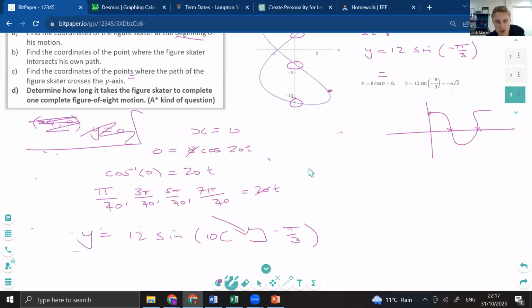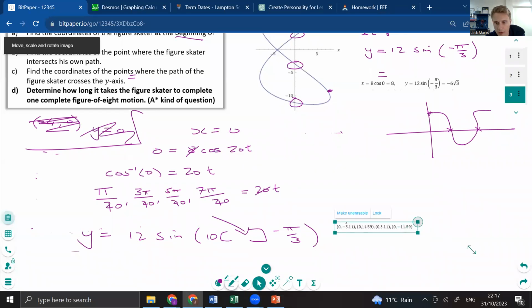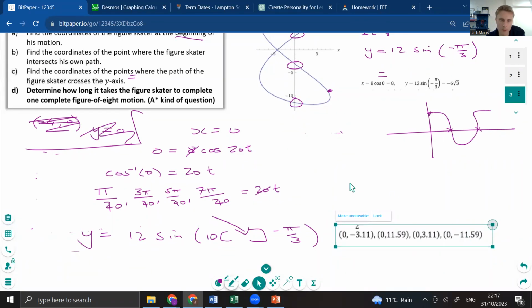If you do that, you should get the following answers. Okay, but this is going to take you a little bit of time. So I'd expect you to have it all laid out properly and be working through that. Okay.